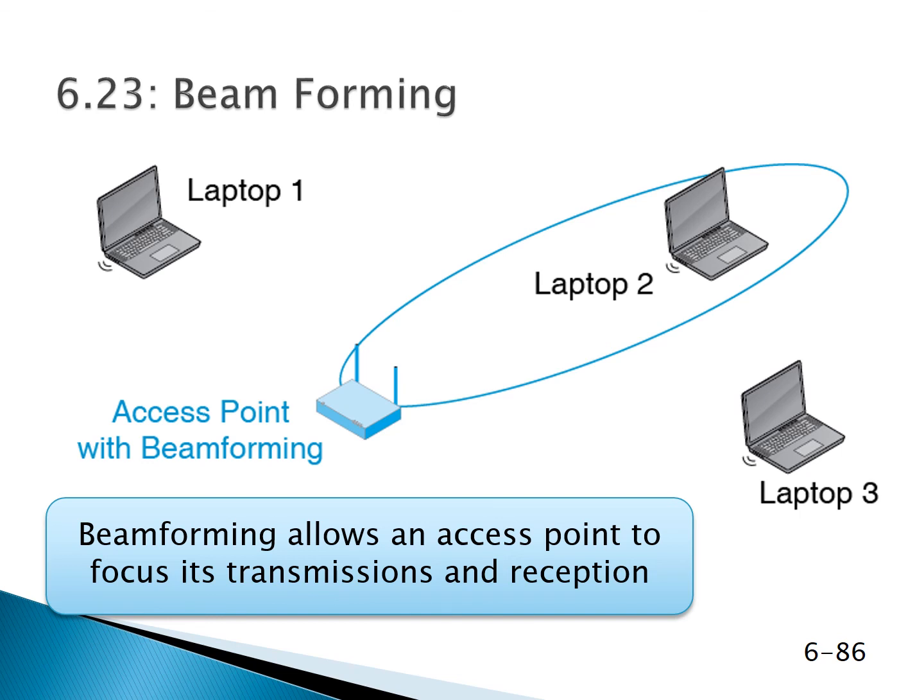And then we can also have beamforming. Beamforming actually allows an access point to focus its transmission and reception. So this is an access point with beamforming. That means instead of just sending all the signals to all the different laptops, I actually can try to focus on a beam that is focusing my communication, my signals, with one host. So that will actually make my transmission better.